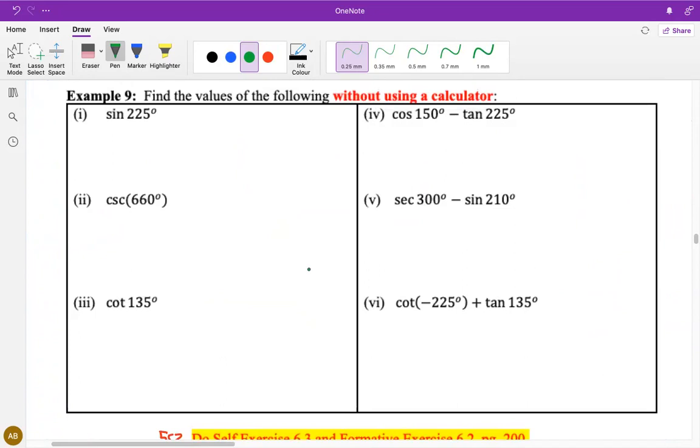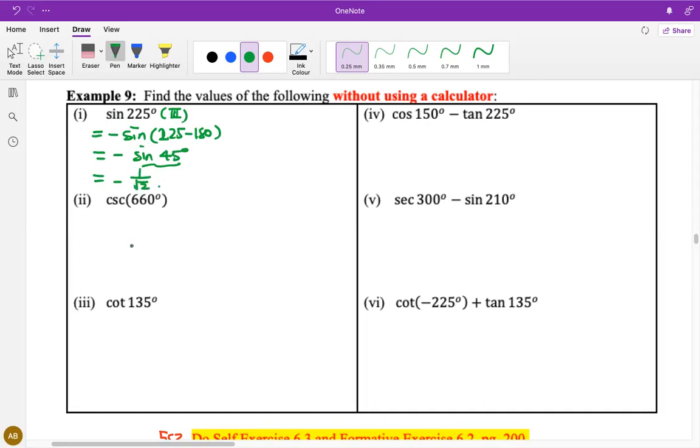Find the values of the following without using a calculator. Of course, you can use a calculator to help you, but you need to show the steps. Okay, sine 225. This is quadrant number 3, so you get negative sine, then find the reference angle, that is 225 minus 180. So you get negative sine 45 degree, which is negative 1 over square root 2. So that is your answer.